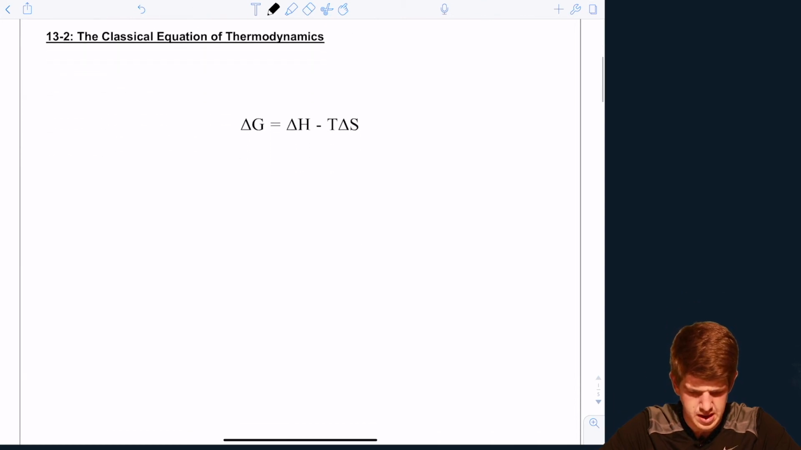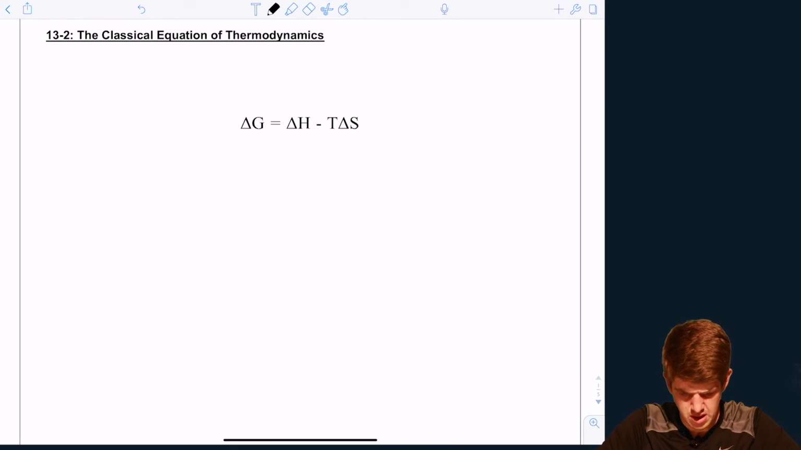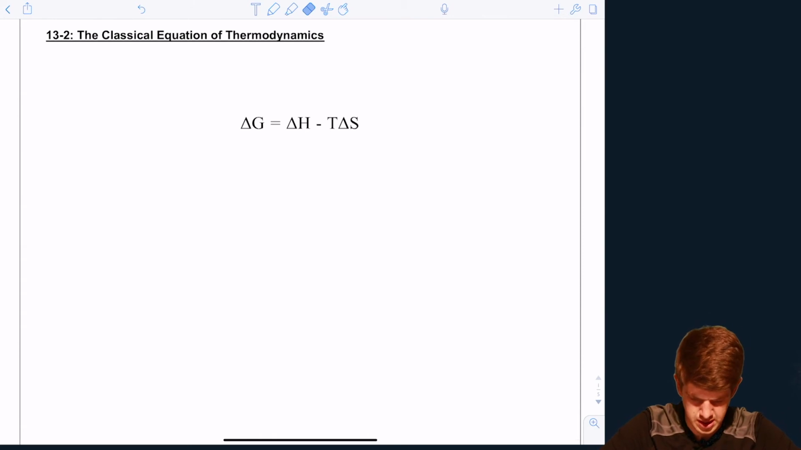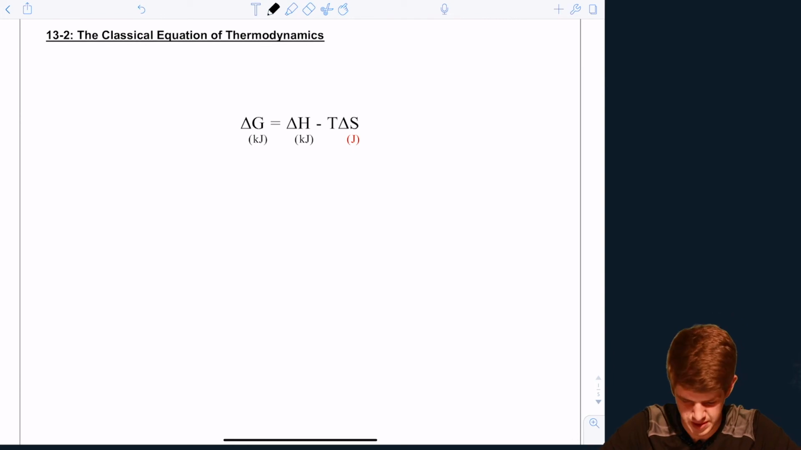So, here's the classical equation of thermodynamics. It is Gibbs free energy and its relation to enthalpy and entropy. Now, we will do a deep dive into delta G, delta H, delta S in a second, but the most important thing that you just need to know right now is that the units are very specific. Delta G is in kilojoules, delta H is in kilojoules, and so by default, delta S is in joules. It can never be that straightforward.